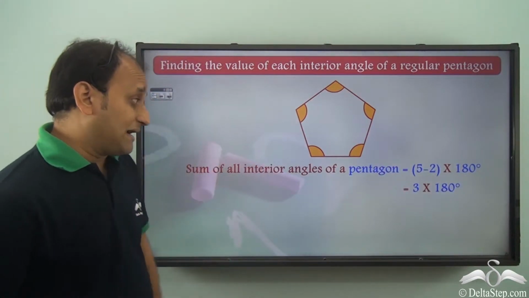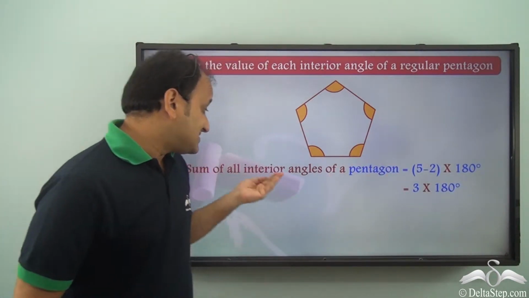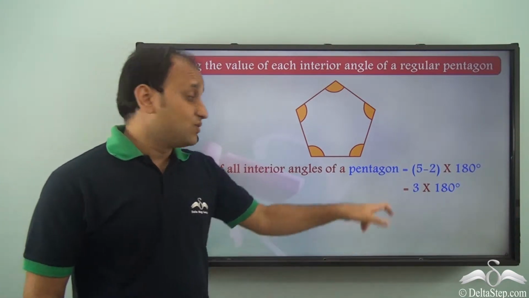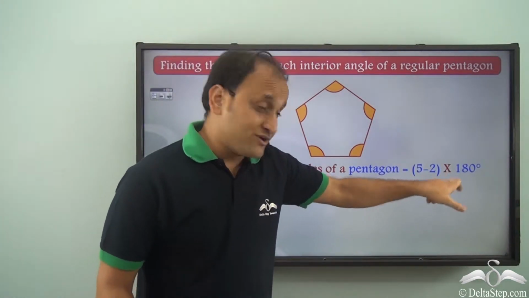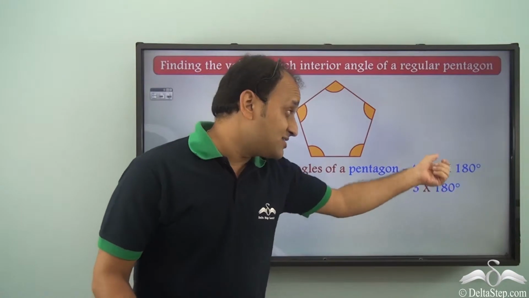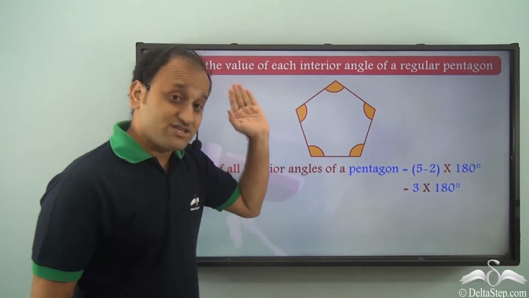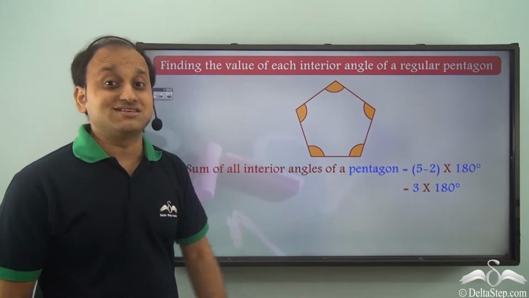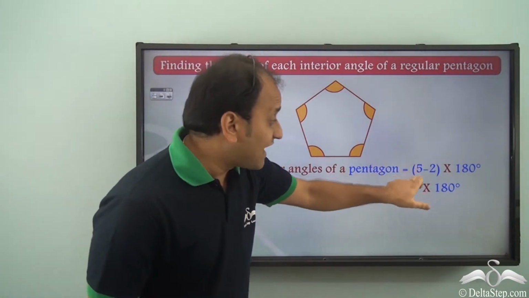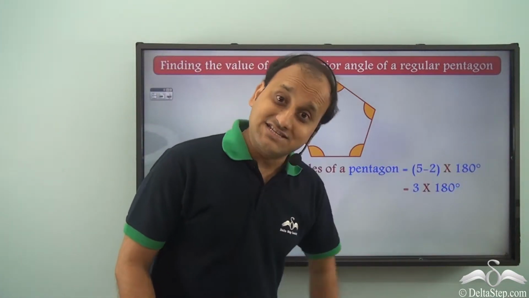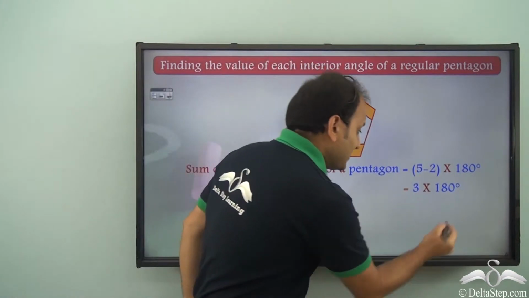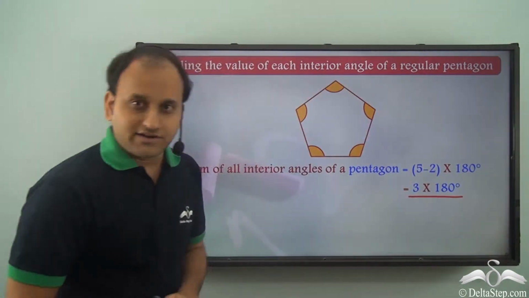So in the case of a pentagon, the sum of all the interior angles will be (5 minus 2) into 180 degrees, that is (n minus 2) into 180. In this case, what is n? 5, because this is a pentagon. So (5 minus 2) into 180 degrees, which will be 3 into 180 degrees.